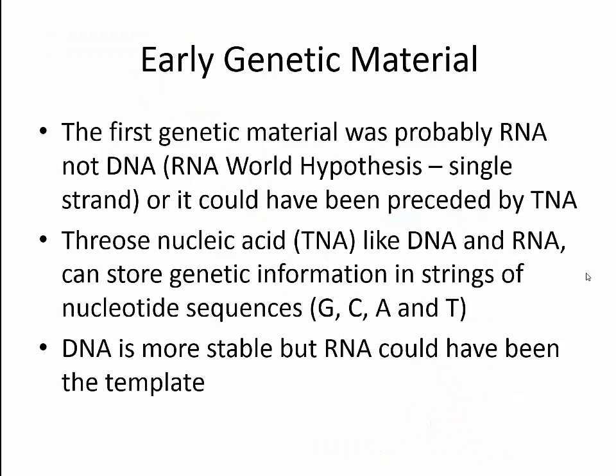The first genetic material was probably RNA and not DNA, and that is known as the RNA world hypothesis. RNA is single strand, DNA is double. But DNA is more stable and RNA is not so stable, so that would be better if it was the first genetic material, because something that's not so stable we can sort of explain away. But even before RNA, there could have been something called TNA. TNA is actually threose nucleic acid, which is just like DNA and RNA. It can store genetic information in strings of nucleotide sequences. So it could have been. We got to DNA because DNA is more stable. RNA could have been the template, but TNA could have been the precursor for RNA.